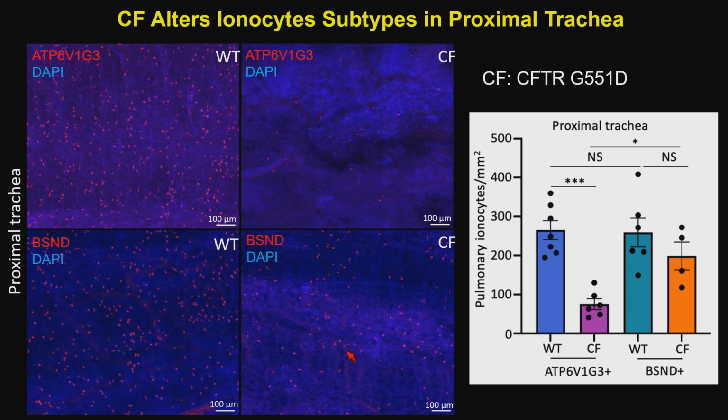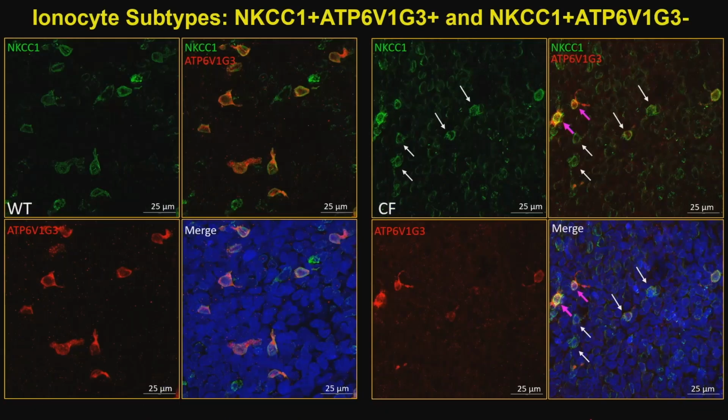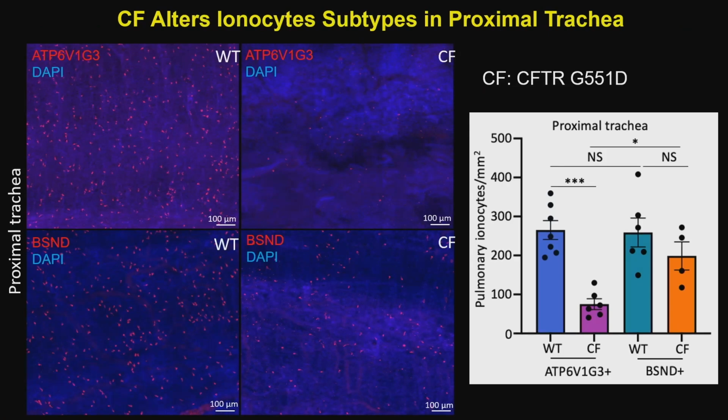Then we get into a quantification of ionocyte numbers per area. We can clearly see the ATP6V1G3 ionocyte numbers decrease in the CF as compared to the wild type, and there's little difference in the BSND positive ionocytes, which prompted us to think there should be two kinds of ionocytes in the proximal trachea: one is ATP6V1G3 positive, and the other one is ATP6V1G3 negative.